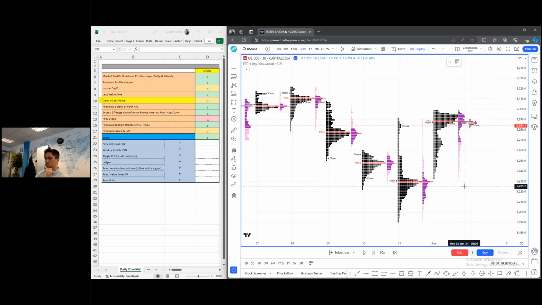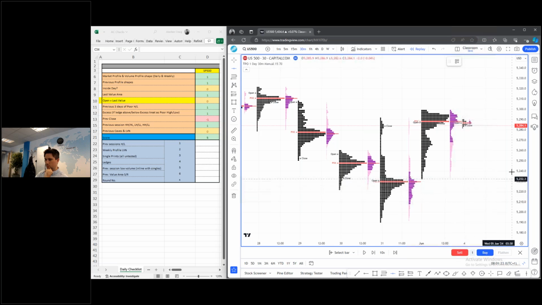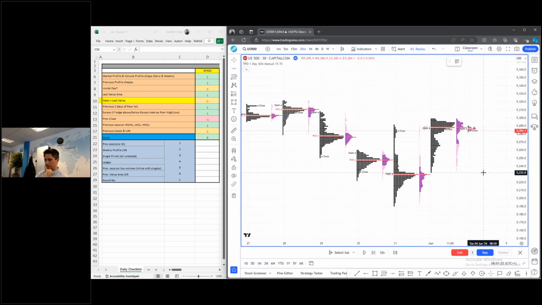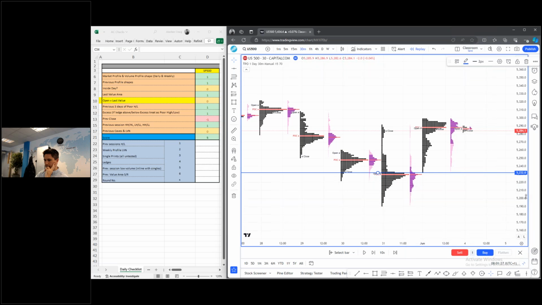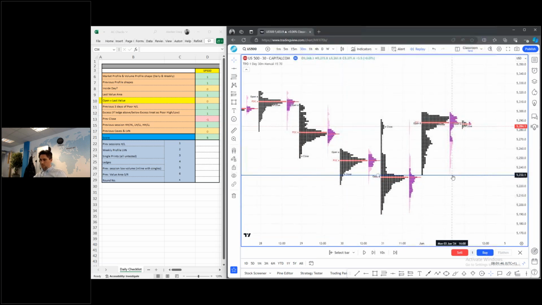Now I want multiple confluences here. Okay, it's not sufficient just to have one level. You need multiple things lining up. So if I look at yesterday's low, that lines up perfectly with this big ledge. It's a superb ledge on the profile on the day before, along with the point of control. It's also the closing price of 3 days ago. So I've got the close, the ledge, and the session low. So that's a good support level, potentially a good support level.